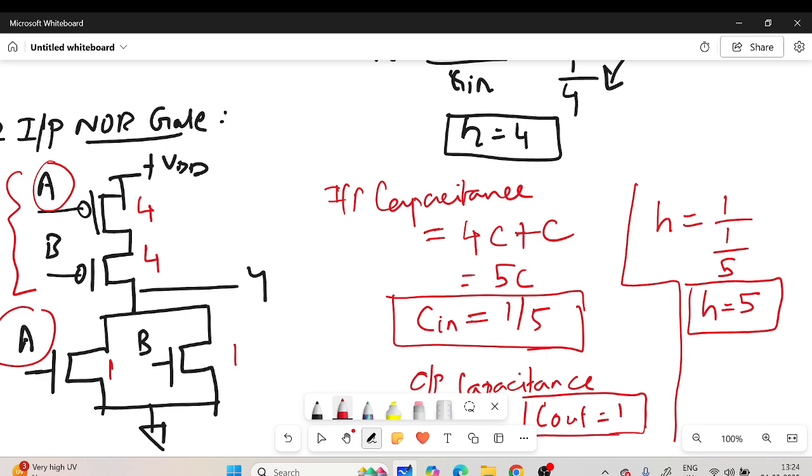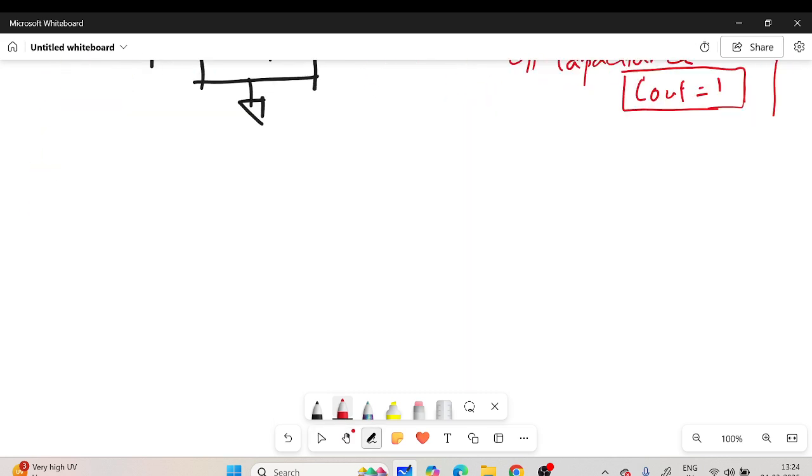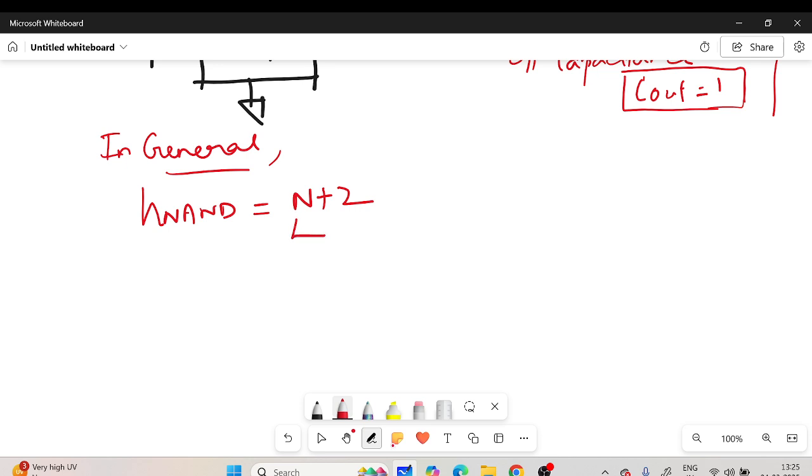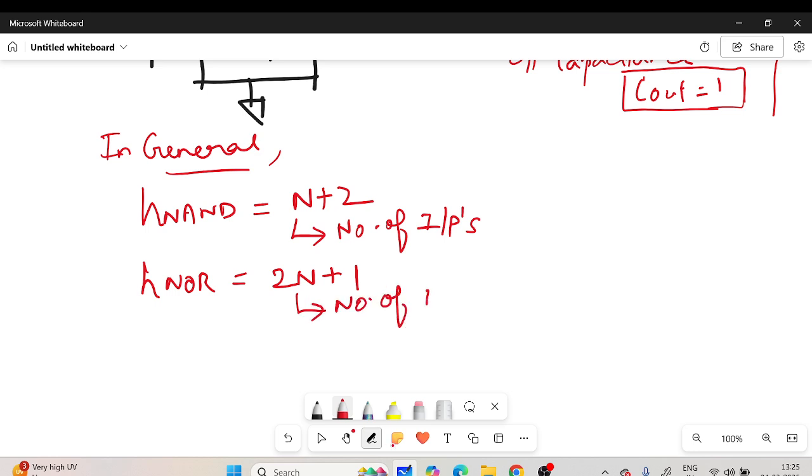If I try to write the general expression for electrical effort as we did in the previous case, in general, the electrical effort, if I am considering a NAND gate, needs to be written as n plus 2, where n represents the number of inputs, right? Similarly, for a NOR gate, it can be represented simply as 2n plus 1. This n represents the number of inputs.